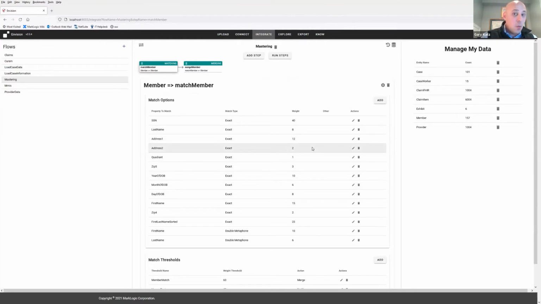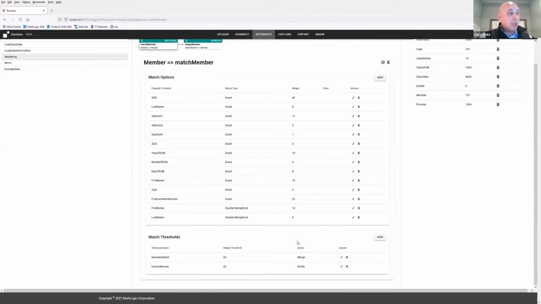We're associating weights that are part of this algorithm, but we're assigning specific weight to social security number. Usually it's right, but not always. And we're setting 2 thresholds down below to say, if it's over 60, which is an arbitrary number that in sampling this data we've decided is pretty good, then we're going to merge them together. If it's not over 60, but it is still over 43, we're going to flag that for human review.